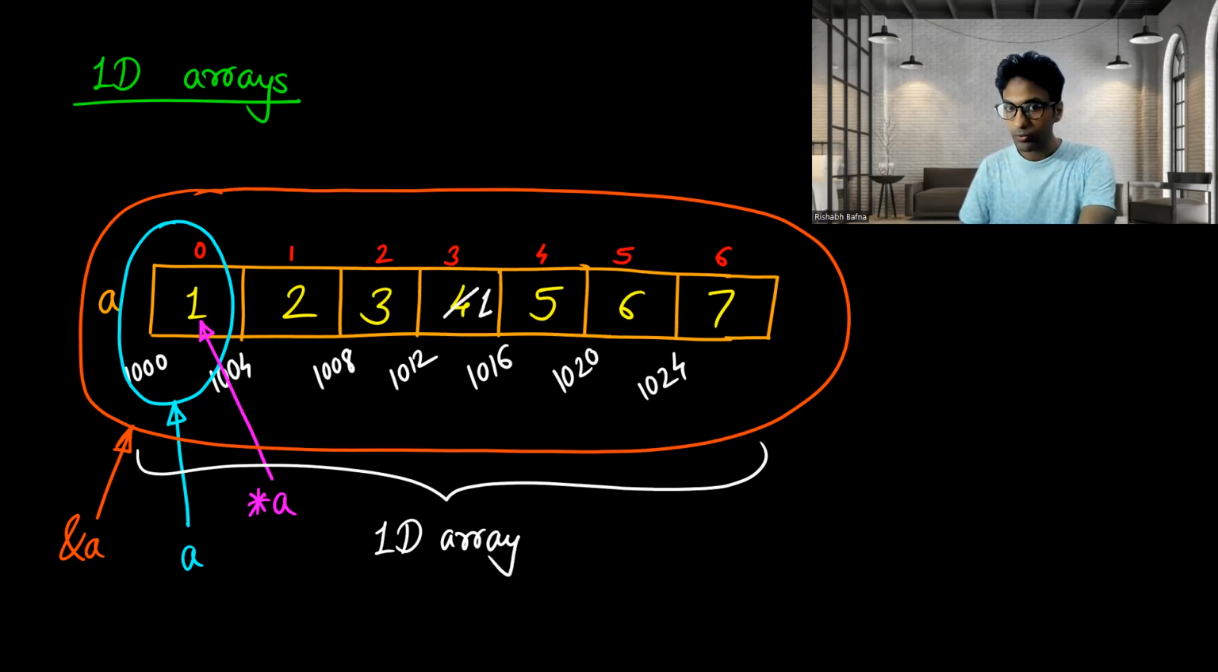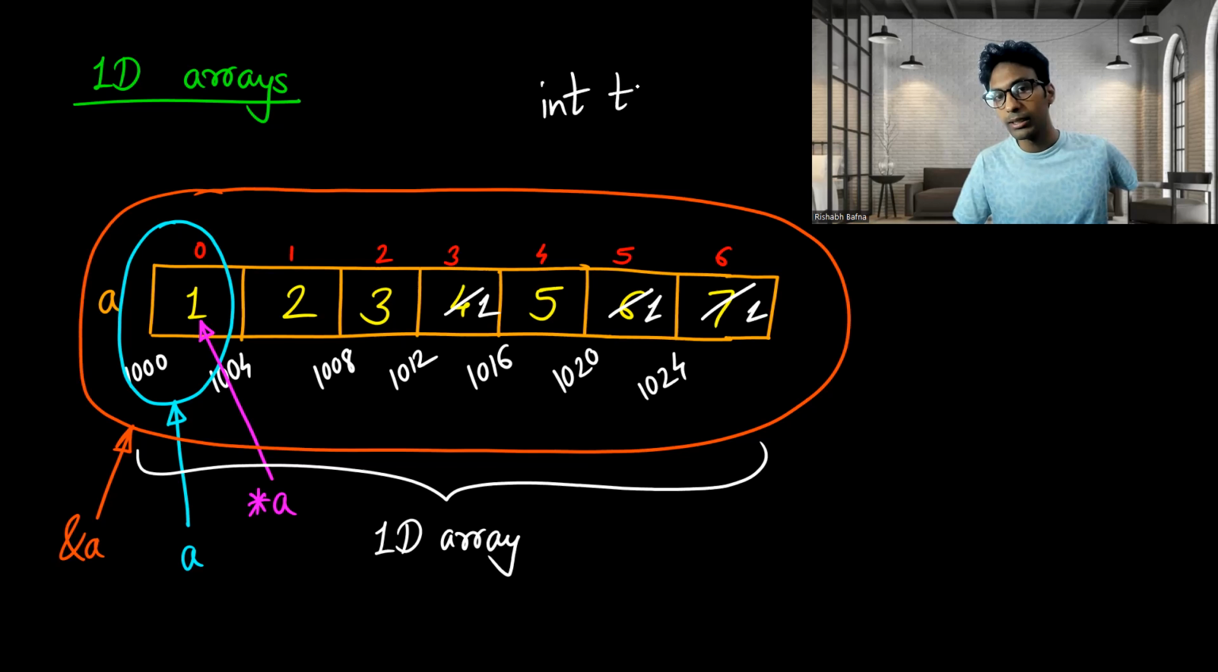What if 1 was here? We should have got 1012, isn't it? What if in the code there might be int temp equal to 1? Which address will you take?